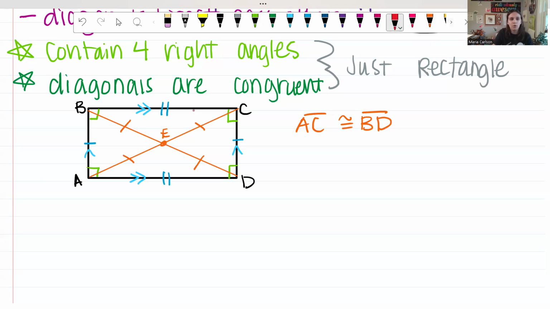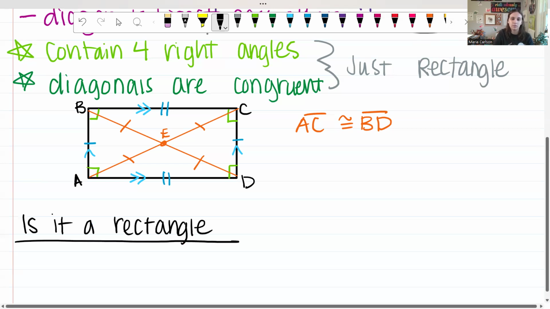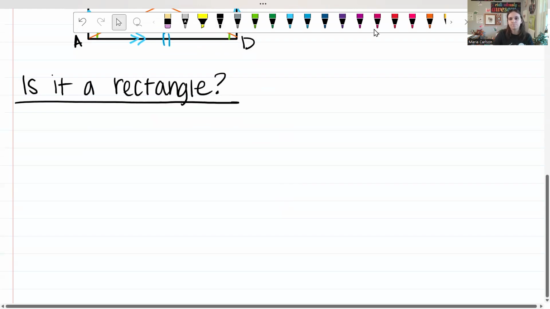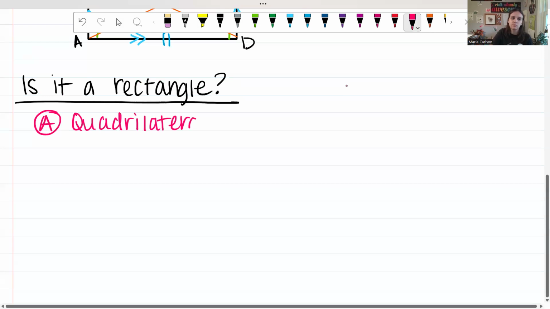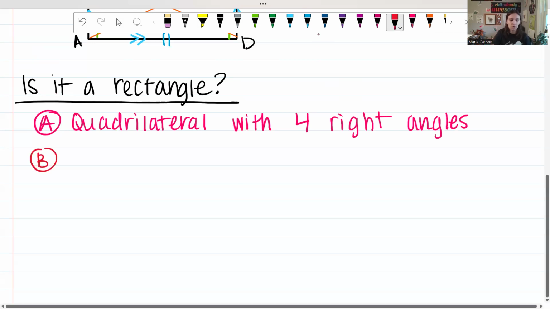All right, so how do you know, is it a rectangle? What are some ways you can determine that the shape you are looking at is a rectangle? One way you can determine that it is a rectangle is if you have any quadrilateral with 4 right angles. That has to be a rectangle.